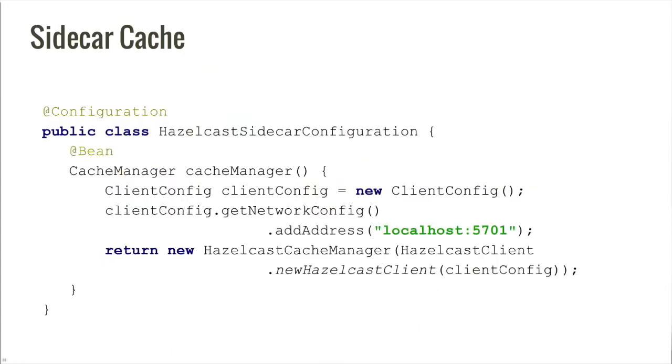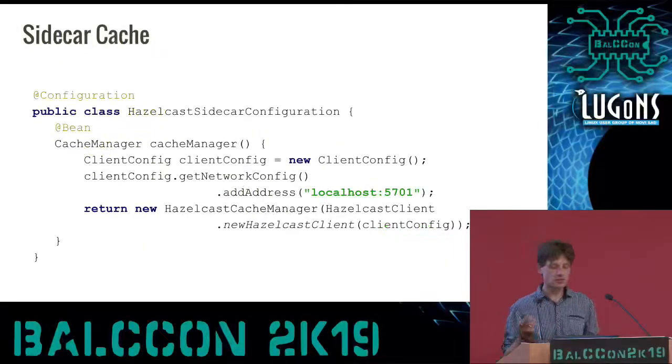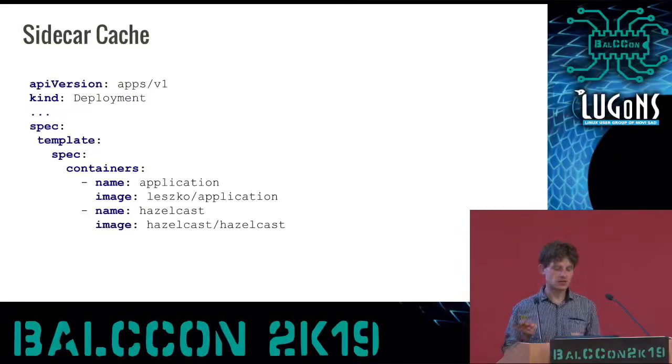How would it look like in the code? So in the code, we would have a client configuration with the static configuration because we know that our cache server is on local host. How would we configure this in Kubernetes? We have a deployment configuration with two containers. The first one is our application, so it's business logic. The second one is always the same. It's the cache server.